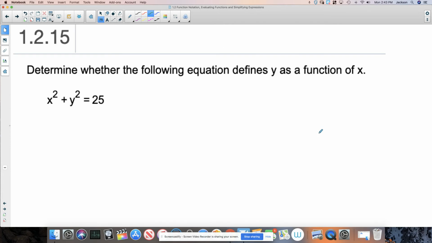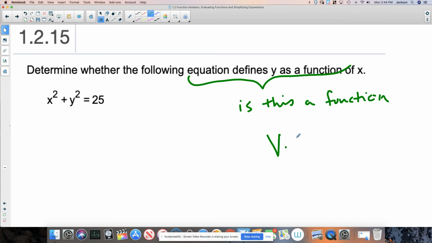Now, when you're doing a Math Excel assignment on this, the questions look like this. Determine whether the following equation defines y as a function of x. And really, all this is saying is, is this a function? And there's only one test we need to do for that, and that is the vertical line test. I abbreviate it with the VLT, right? This is the only test we need to do when they're asking me this question.